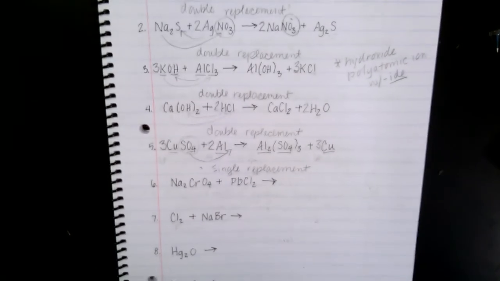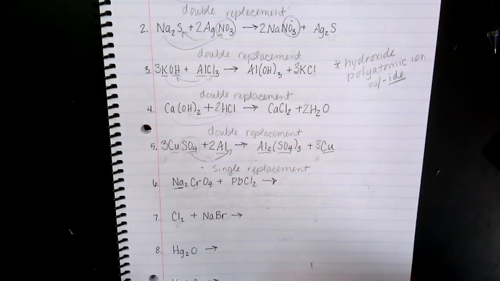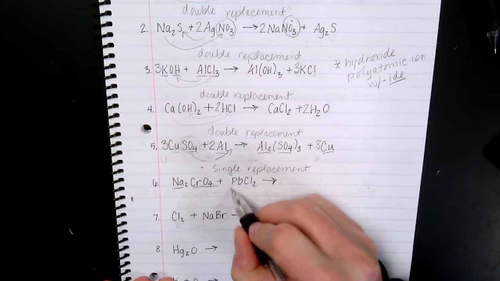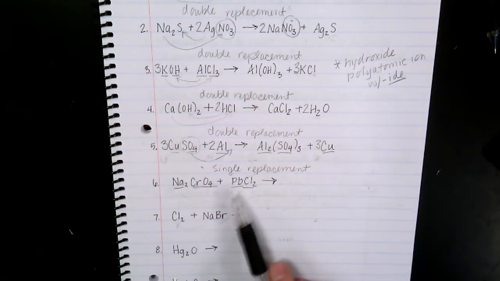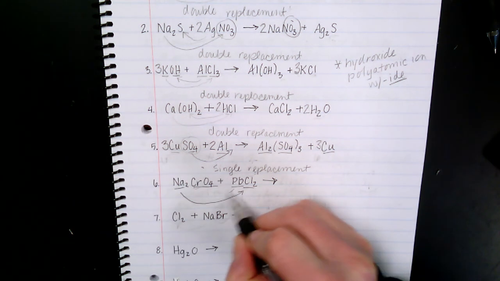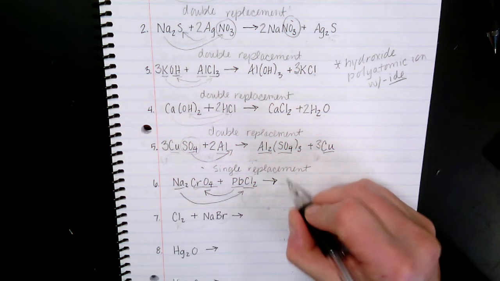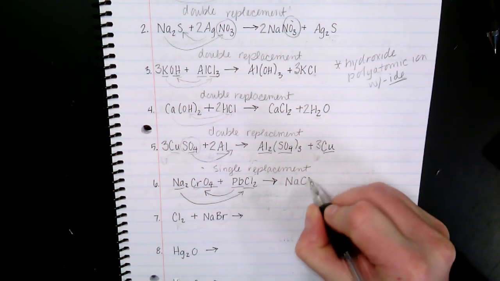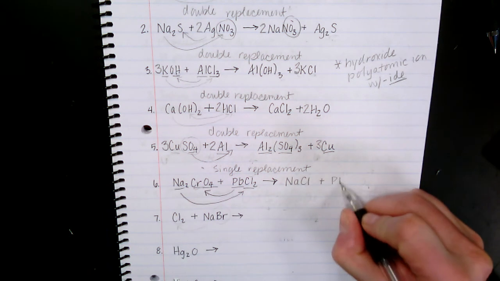So the first thing we need to do is look and see what it's going to bond with. So we have sodium chromate and lead chloride. So we've got substance with 2 things in it bonded with substance with 2 things. So that's going to be a double replacement. So they're just going to switch endings. So we know that sodium is going to bond with chlorine. And then we know that lead's going to bond with chromate.